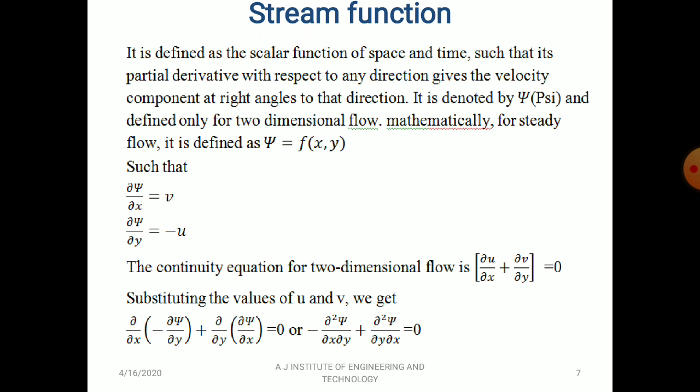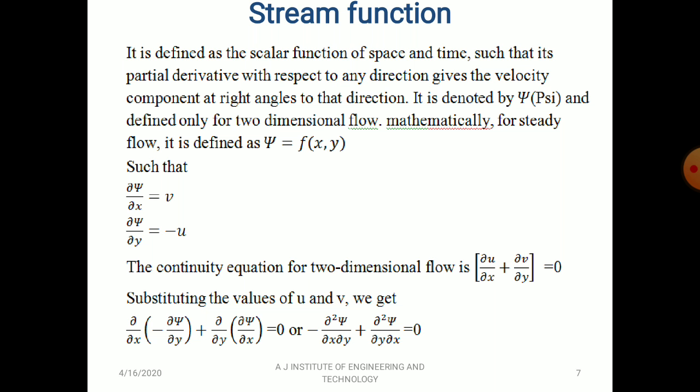Mathematically, for steady flow, it is defined as xi equal to a function of x comma y. So this stream function is defined for only two directions, x and y, whereas the velocity potential function is applicable for all three directions x, y, z. So again, this is a scalar function of space and time, and it is applicable for only the two-dimensional case, x and y. The significance is that its partial derivative, dou by dou x or dou by dou y, with respect to any direction gives the velocity component at right angles to that direction. For example, if you want velocity component v, in order to get v, we have to partially differentiate xi with respect to the right angle direction, that is x.